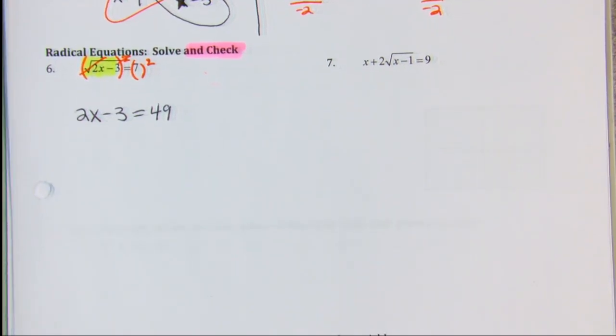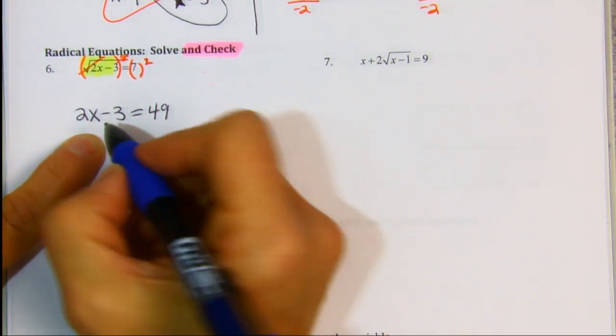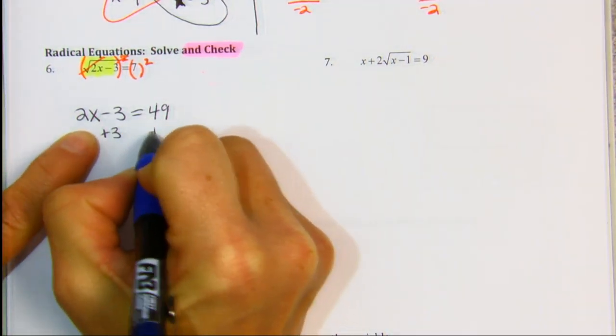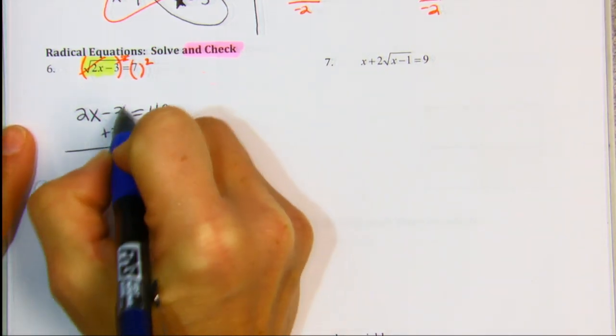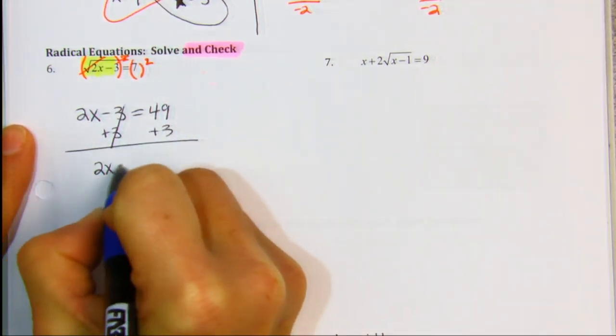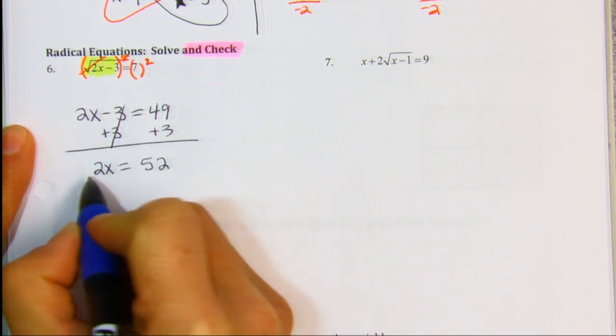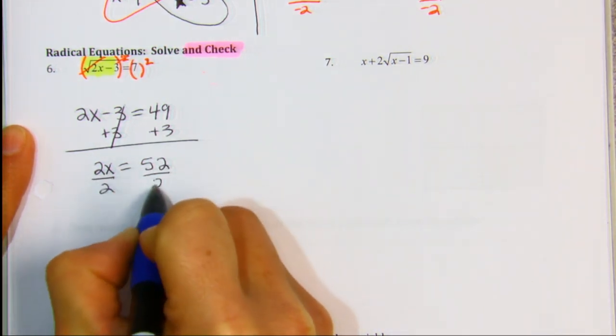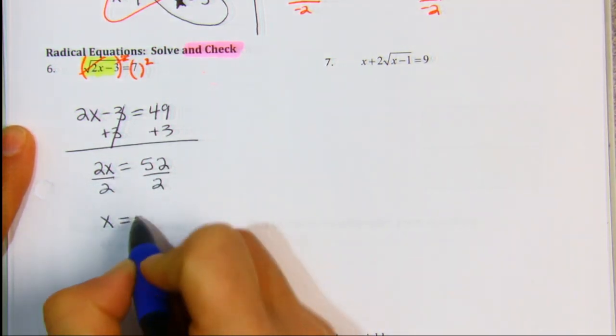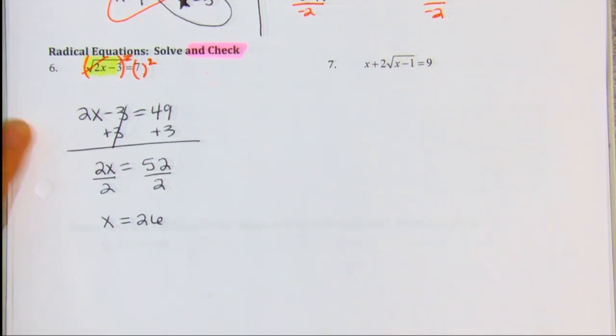So then we'll just finish solving for x. This is easy, it's just an x, it's not a squared. We don't have to worry about quadratics. So we just do our normal solving stuff. We have 2x equals 52. We divide by 2 and we get 26.